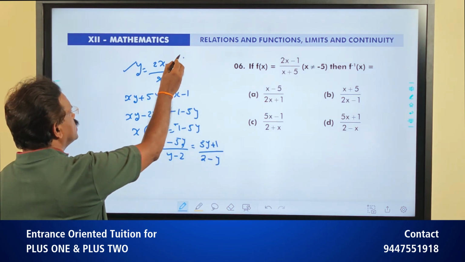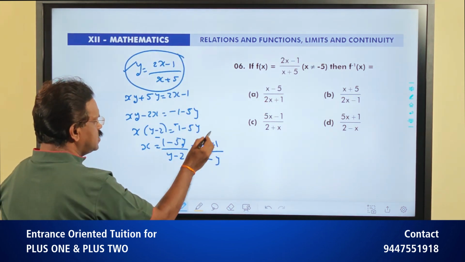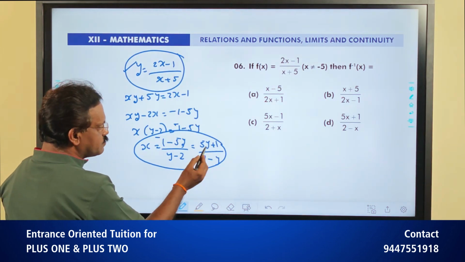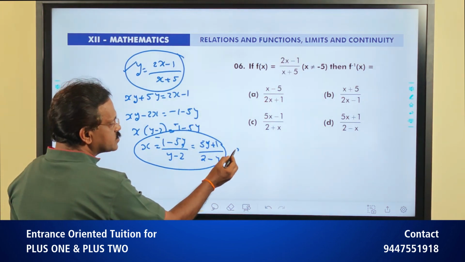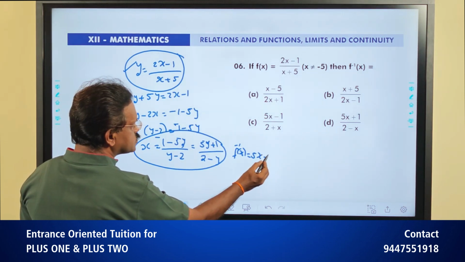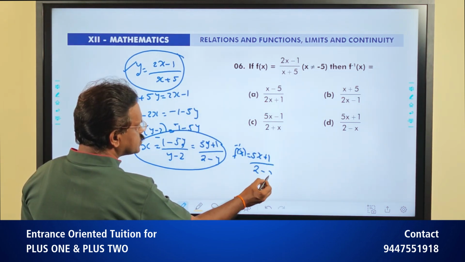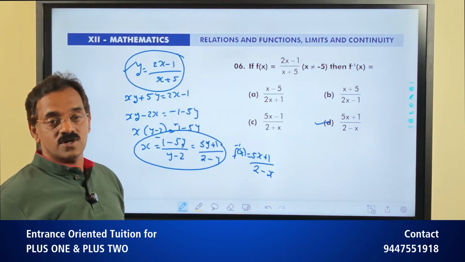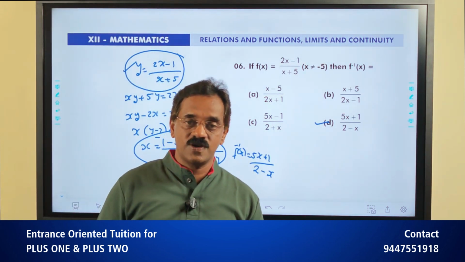So this is the logic. Start with y, end with x. Now how to write f inverse x? Very simple. Replace y by x. So f inverse x will be equal to 5x plus 1 by 2 minus x, which is given by choice D. This particular point you please note it. How to find out inverse of a function.